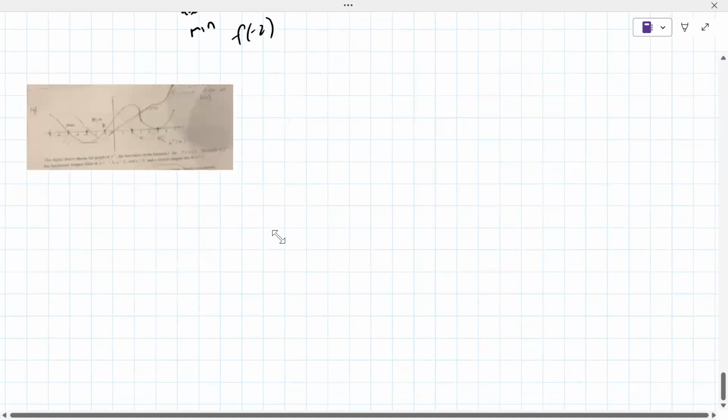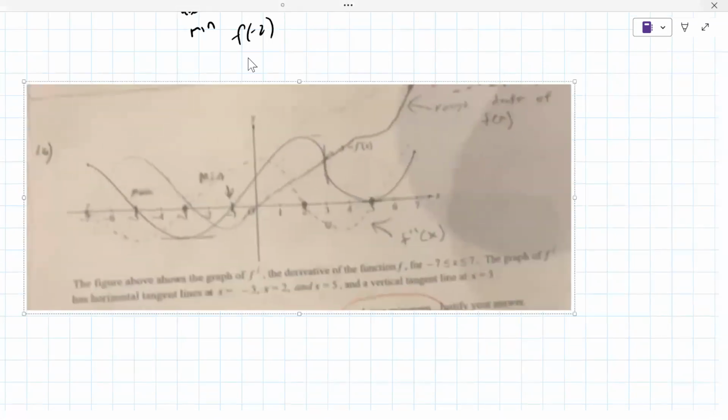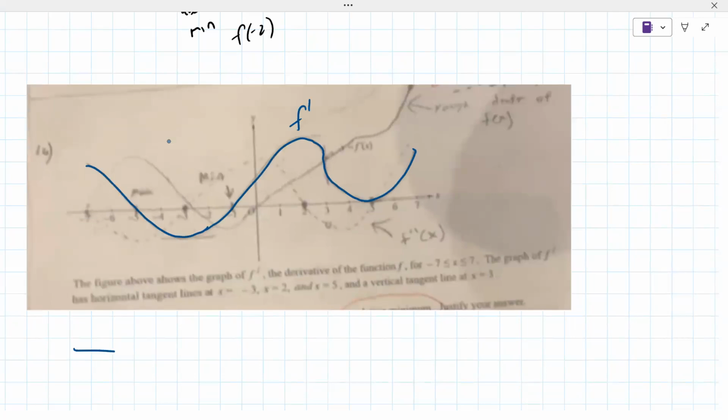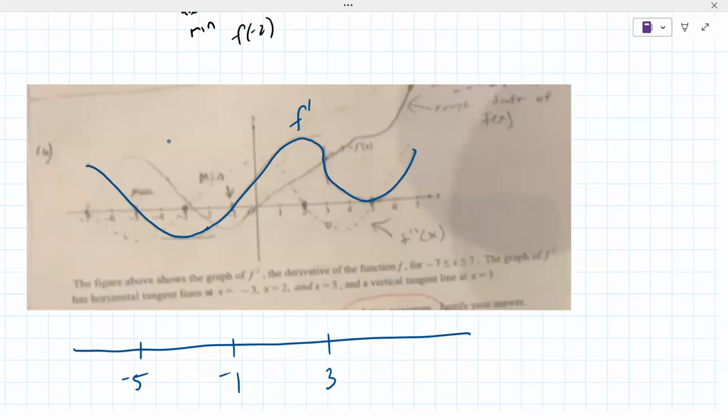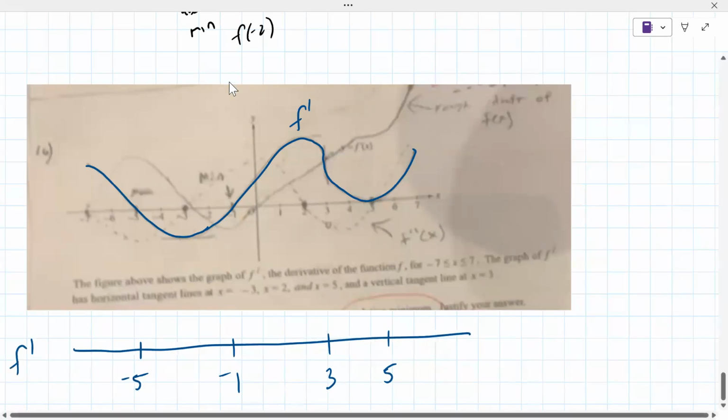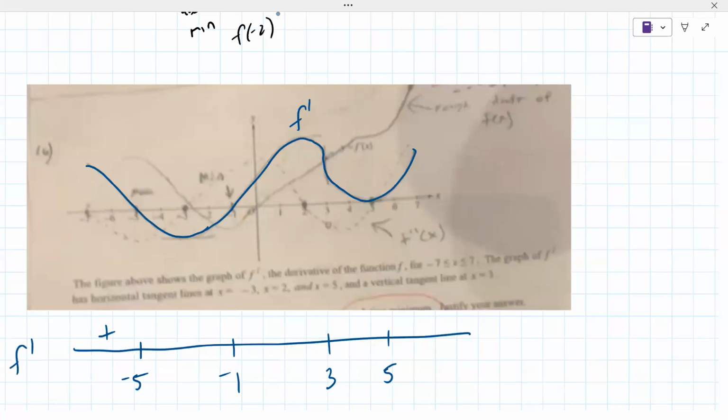I know this is really grainy, but I'll do it in blue. Everything else, you want to try to ignore. This is F prime. So what I would do is draw a little number line here. So we got -5, -1, 3, and 5. And for the derivative, this is positive, negative, positive, positive, positive. Because you're literally just looking at whether it's above the x-axis or below.